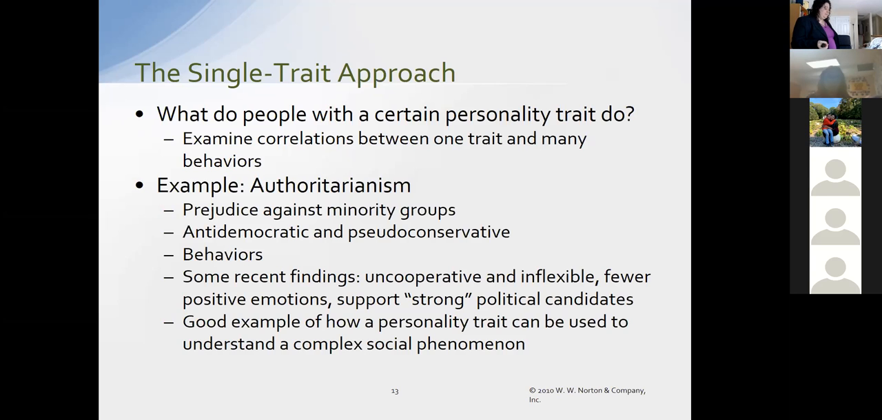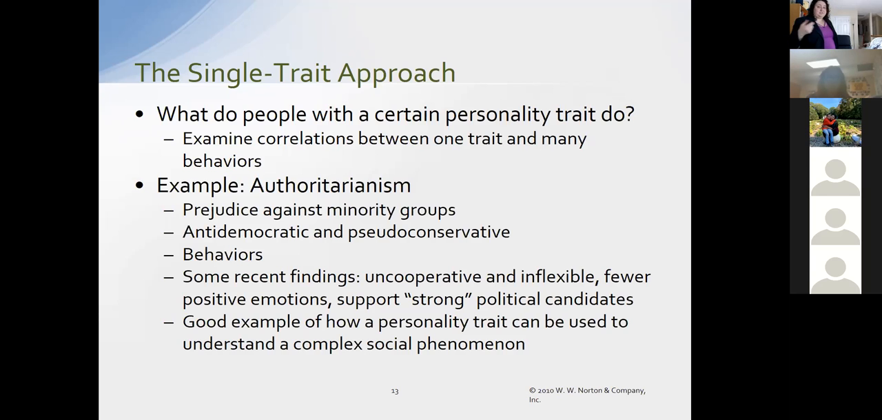In terms of behavior, they tend to be very deferential and respectful to people in higher power, but they're rude and disrespectful to people with lower power. They don't respond well to challenges about their seemingly inconsistent behavior and values. Some recent research findings are that they tend to be uncooperative and inflexible, and they have fewer positive emotions. We actually call this a trait called low positive emotionality. It's one of the best predictors of depression, actually. And they support what they see as strong political candidates, more than just an acquiescent response set. They're not just saying, like, yeah, I agree with whatever you tell me to agree with.